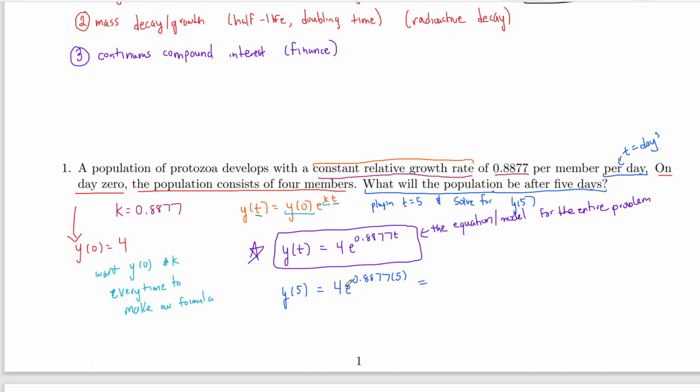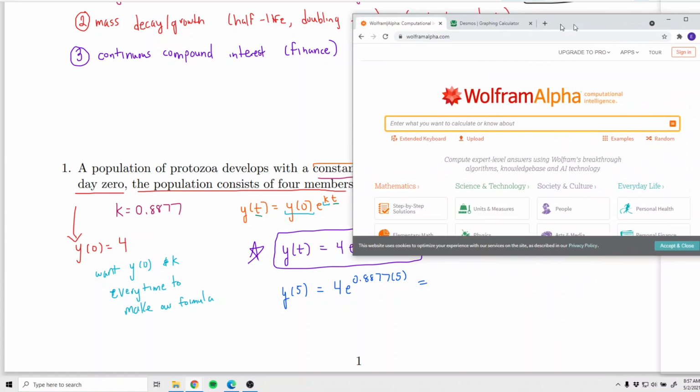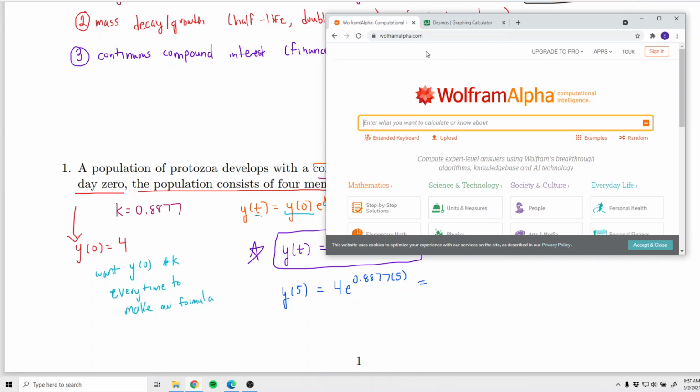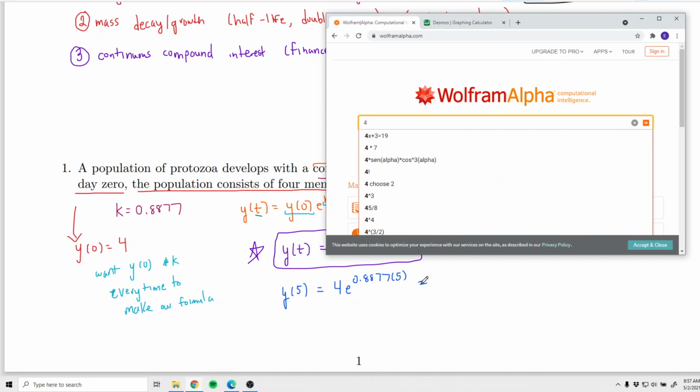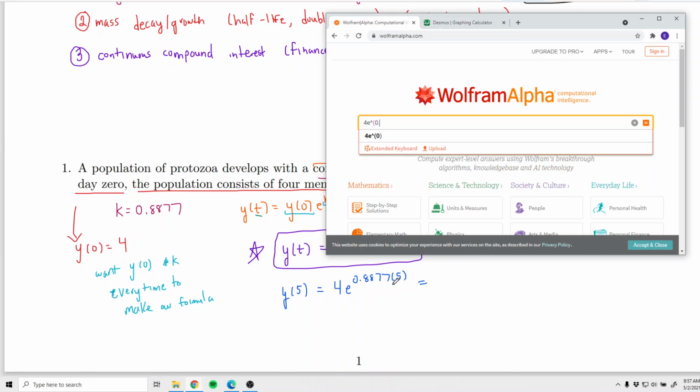Now, I wouldn't try to simplify this, because normally I would try to simplify the exponent to make it easier to type in my calculator or whatever I'm using. However, because this number isn't so nice, I'm just going to type it in all at once. But one thing I want to remind you of that I probably mentioned before: if you are typing an exponent in a calculator, if it's not just a simple number, so here we have a multiplication, put it all in parentheses. So I have 4e to the 0.8877 times 5 power.